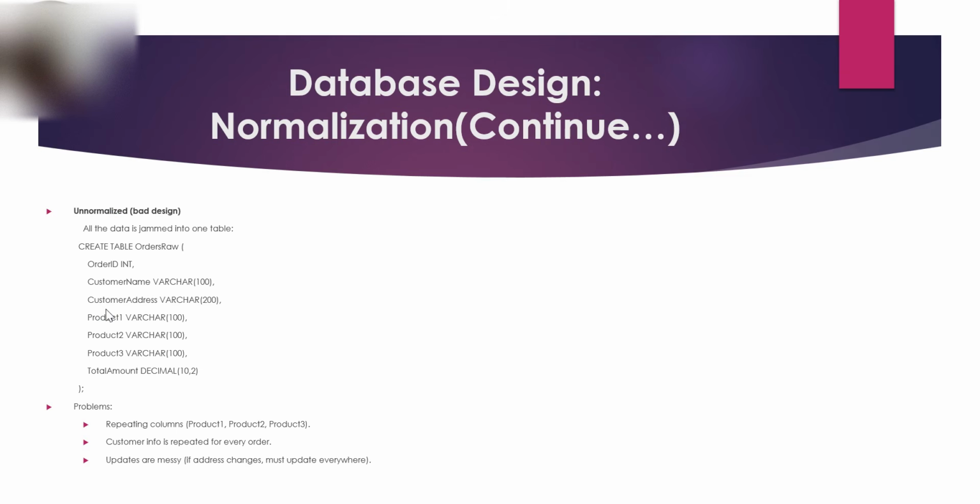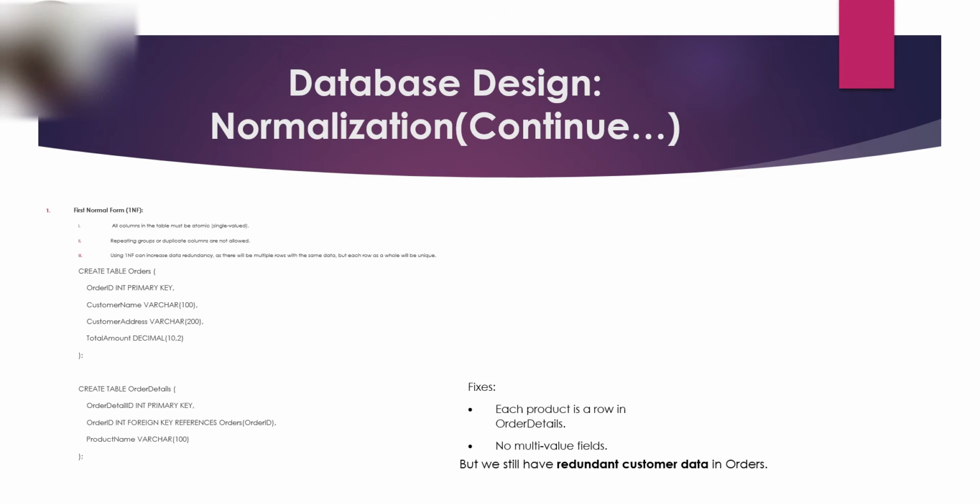Here we have problems like repeating columns. This table has the repeating columns like product 1, product 2, product 3. Customer info is repeated for every order, and the updates are messy. If an address changes, we must update it everywhere. To work on those, we can use first normal form, second normal form, third normal form, and BCNF.